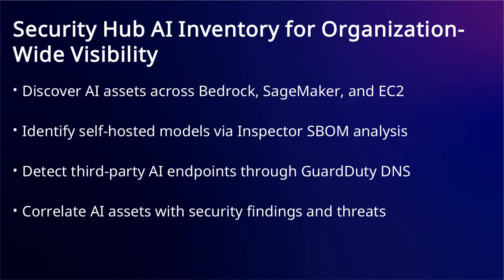Each discovered asset is mapped to underlying infrastructure and correlated with security findings, letting you filter and query by account, resource type, and model identity to prioritize remediation based on active threats and risk. This capability is included with Security Hub Essentials at no additional cost and requires no new enablement.